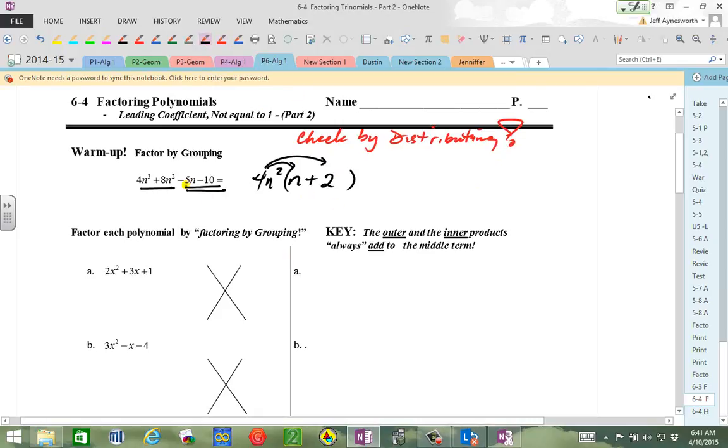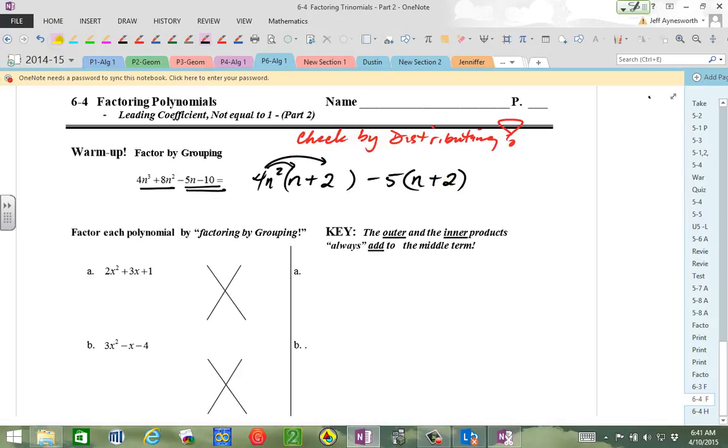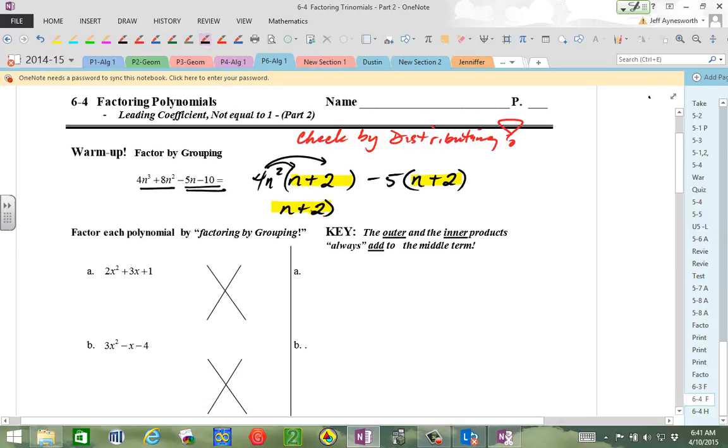Now I notice that in the second group, both terms are negative and both are divisible by 5. So in my second group, I'm going to factor out a negative 5, and when I do that, the signs change. Negative 5 times n is negative 5n. Negative 5 times positive 2 will give me the negative 10. Also notice that the binomials are the same. Let me highlight the common binomial right there. That's the one we're going to factor out. It's n plus 2. Multiply it by the remaining factors, 4n squared minus 5, and that goes here.